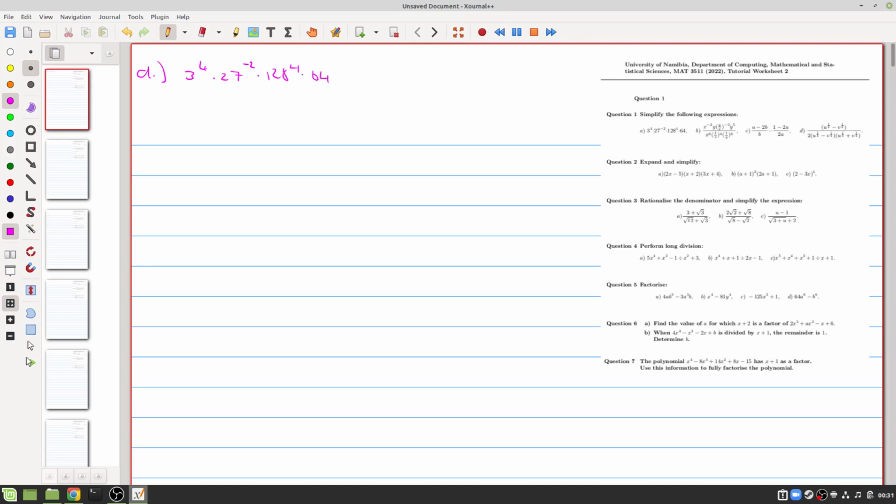What we want to do here is find the prime factors of everything first. 3 is already a prime number, so we can just keep that. Then 27 we can rewrite as 3 to the power 3, and that's to the power negative 2 all raised. 128 is the same as 2 to the power 7 raised to the power 4. And then 64 is 2 to the power 6.